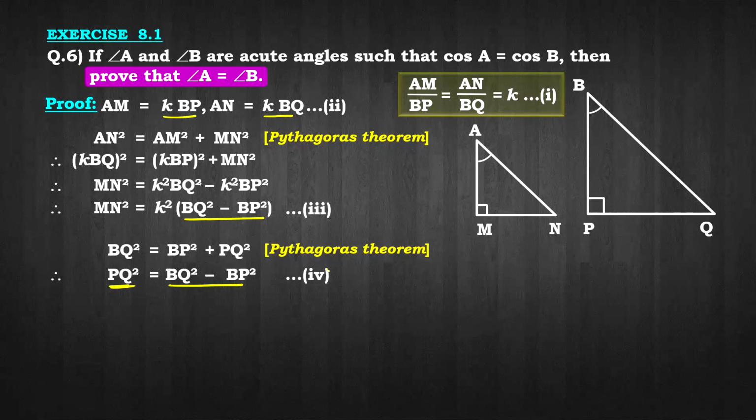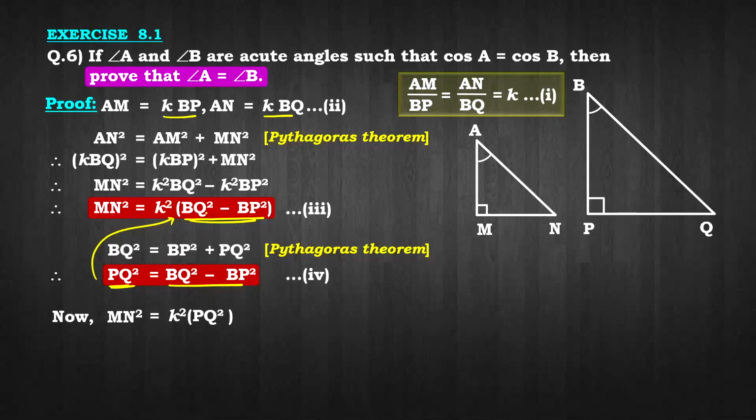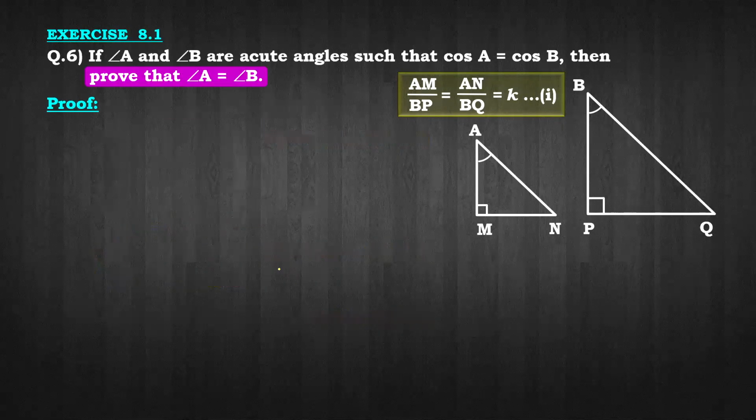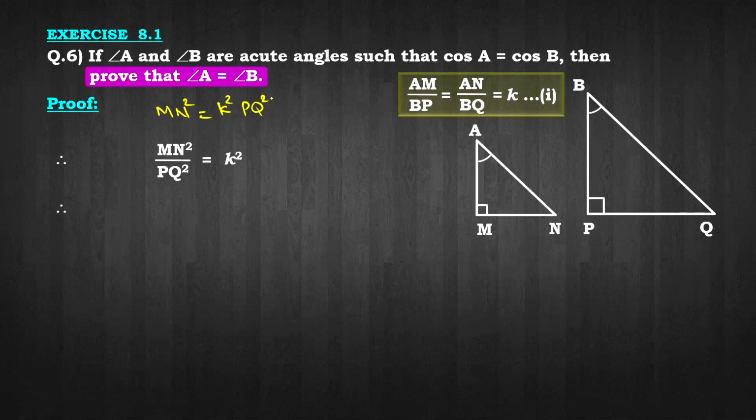So substitute 4 in 3, that is this value is PQ square. So we substitute 4 in 3. So what happens? We get MN square is equal to K square into, what is BQ square minus BP square? PQ square. So by putting 4 in 3, we get this. Now we got MN square is equal to K square into PQ square. Therefore MN square by PQ square is equal to K square.